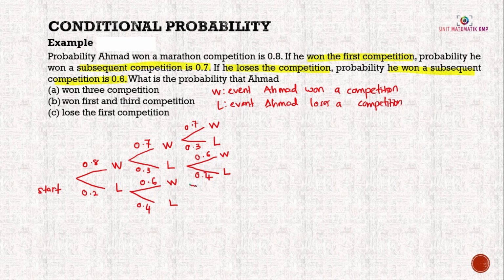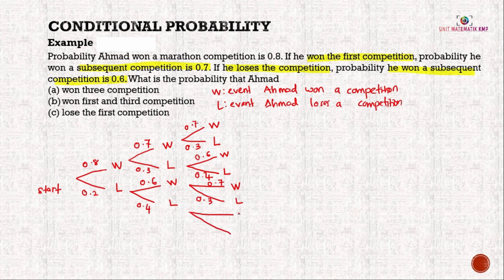Okay, next. Tree diagram tak apa, cantik ni. So dia win dekat sebelum ni. So untuk dia win, subsequent competition is 0.7. So here should be 0.7. And then lose is 0.3.